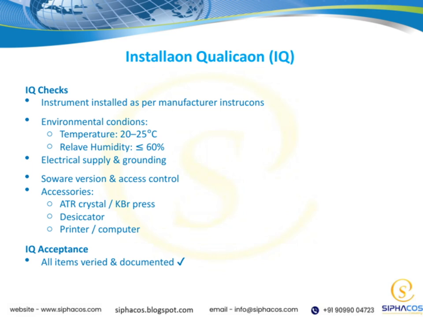We also examine the accessories, including the ATR crystal or KBr press, the desiccator, and the printer or computer. Confirming these are present and in good condition ensures the full system is ready for operation. Moving on to IQ acceptance, the most important part is that all these items have been verified and documented. Once verified, we mark this step as complete with a check mark, showing that everything is in place and ready for the next phase.